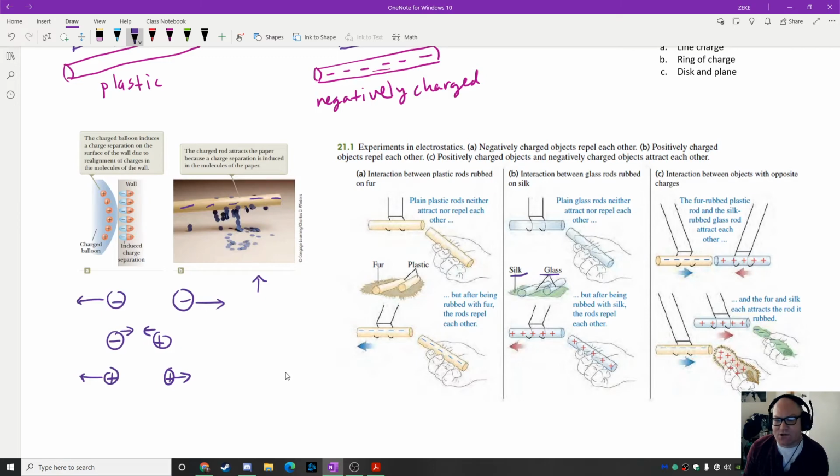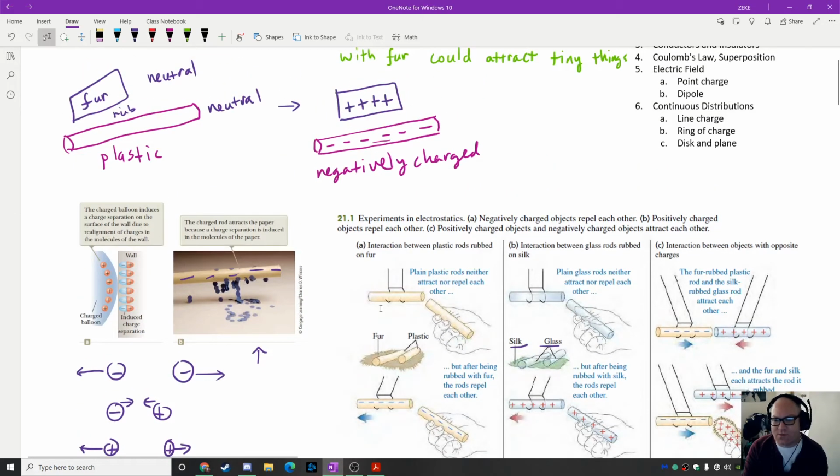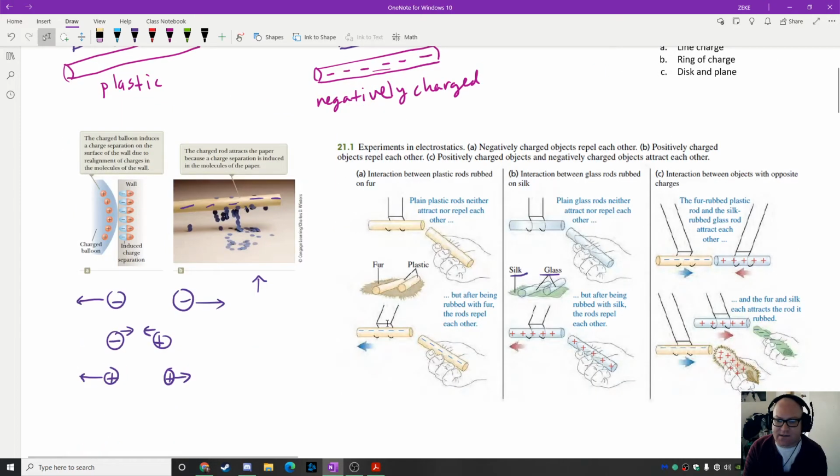Well, as I mentioned, when we do this process of rubbing, whether we're rubbing fur on plastic or silk on glass, that process has the effect of transferring charges, okay? So they start off neutral, but the fur becomes positive. So one way you can prove that is, after rubbing the fur on the plastic, you could bring a piece of fur which is positively charged close to your plastic rod, and you'll show that it'll be attracted.